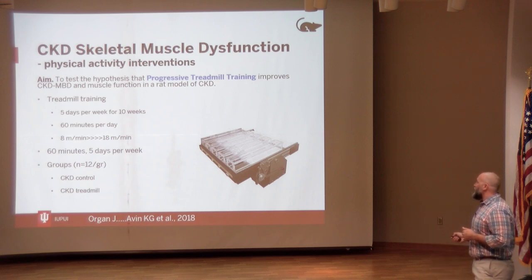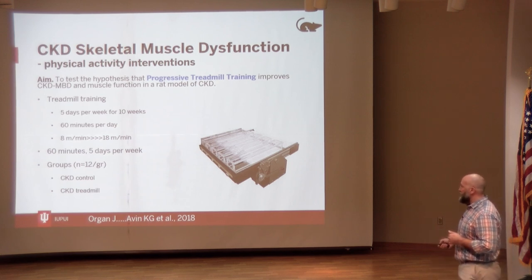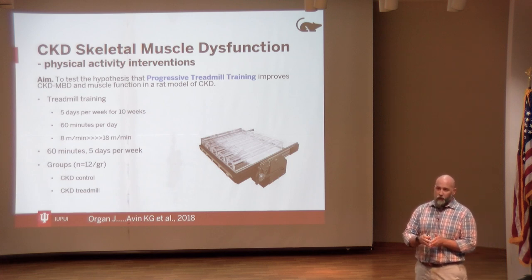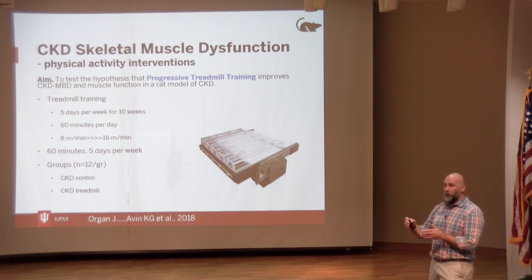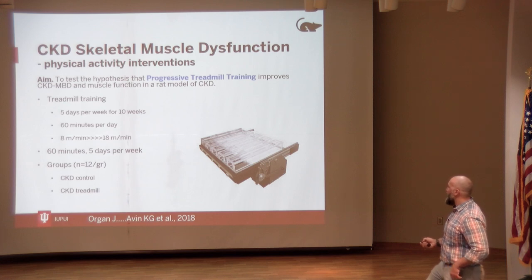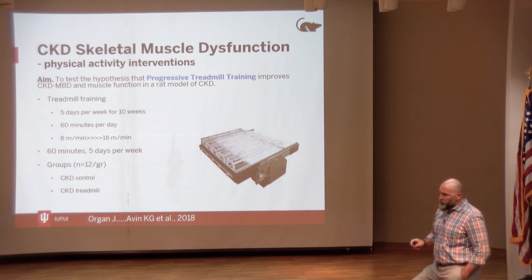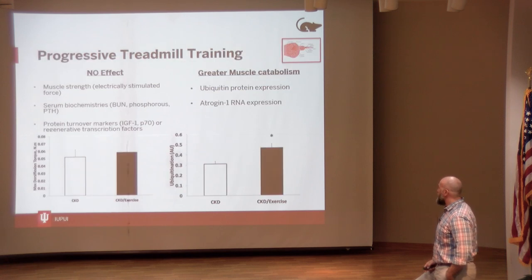They were progressively increased. This is a pretty common protocol to use in animal studies, starting out at 8 meters per minute, going up 1 meter per minute per week, so that at the end of the study, they're at 18 meters per minute. This was a small study that we did, so I'm only presenting data right now from the CKD control and the CKD treadmill. So again, these animals ran for 10 weeks.